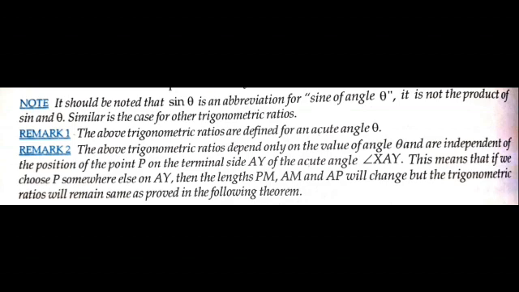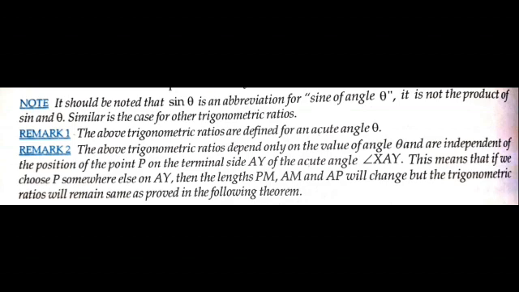The second important point is that the above trigonometric ratios are defined for an acute angle theta. And the third very important point is that the above trigonometric ratios depend only on the value of theta and are independent of the position of the point P on the terminal side AY of the acute angle XAY, if we assume angle XAY as any particular angle.